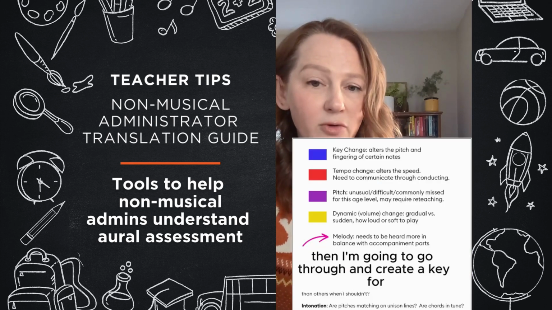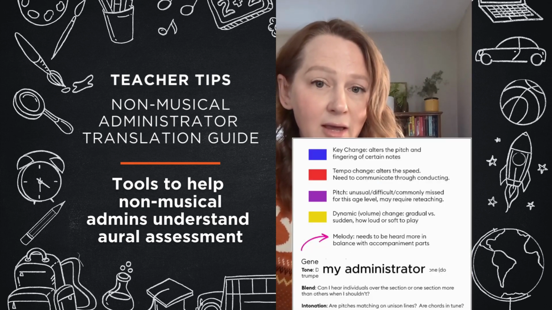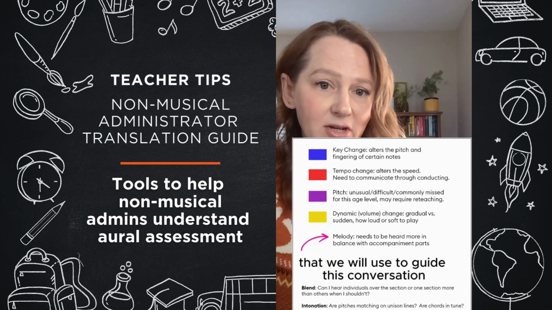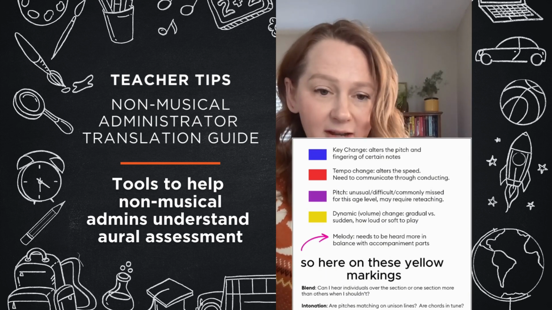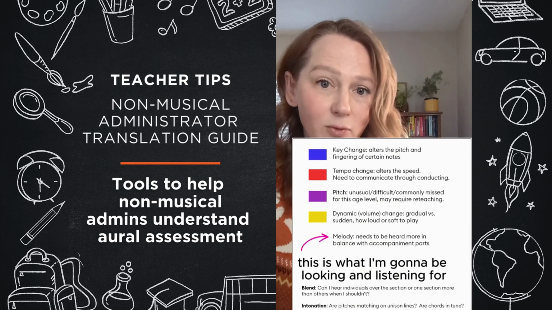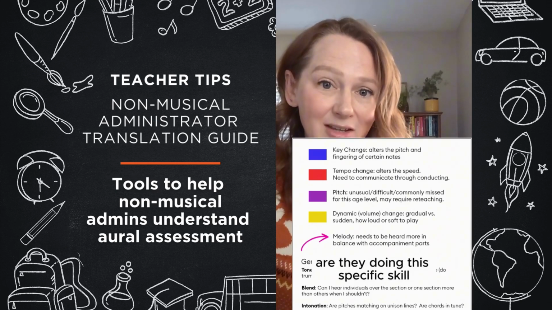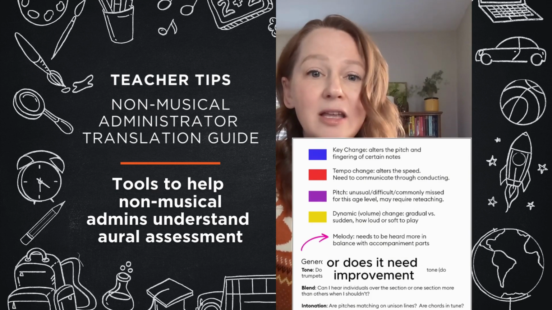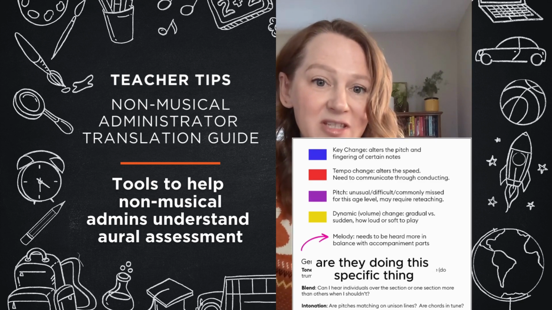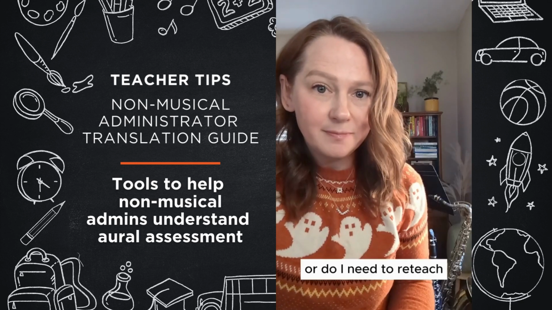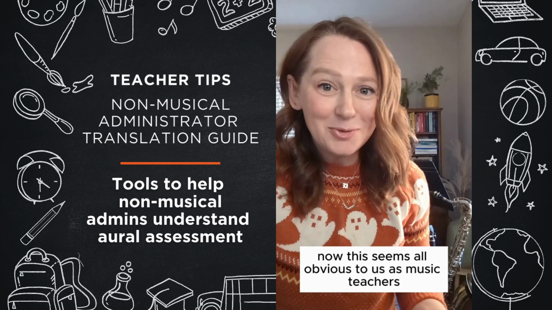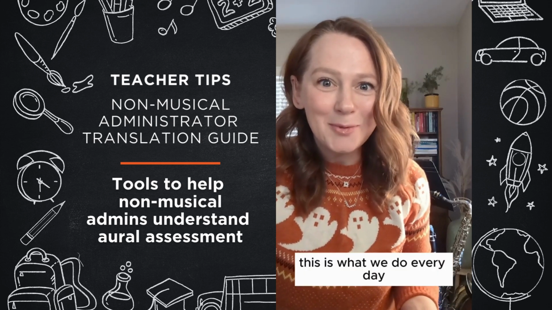Then I'm going to go through and create a key for my administrator that we will use to guide this conversation. So here on these yellow markings, this is what I'm going to be looking and listening for. Are they doing this specific skill or does it need improvement? And the purple markings, are they doing this specific thing or do I need to reteach? Now, this seems all obvious to us as music teachers. We're like, yes, this is what we do every day.